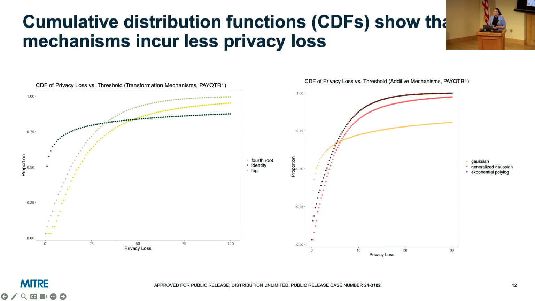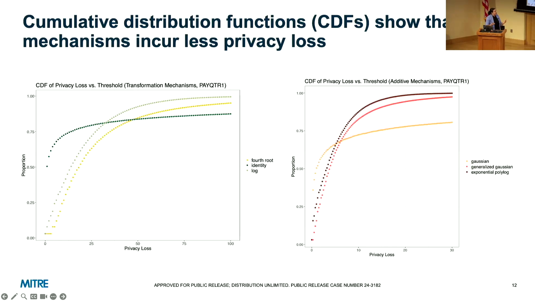So first, we're going to look at some cumulative distribution functions, or CDFs, which showed that our mechanisms incur less privacy loss. And so on the y-axis here, I'm plotting the proportion of records in our data set that have a privacy loss that is less than or equal to a respective value on the x-axis. So for example, if we're looking at this middle line here on this left plot, that x value is 50. And so any points that are then on this x equals 50 line represent the proportion of records for that mechanism that have a privacy loss that is less than or equal to 50.